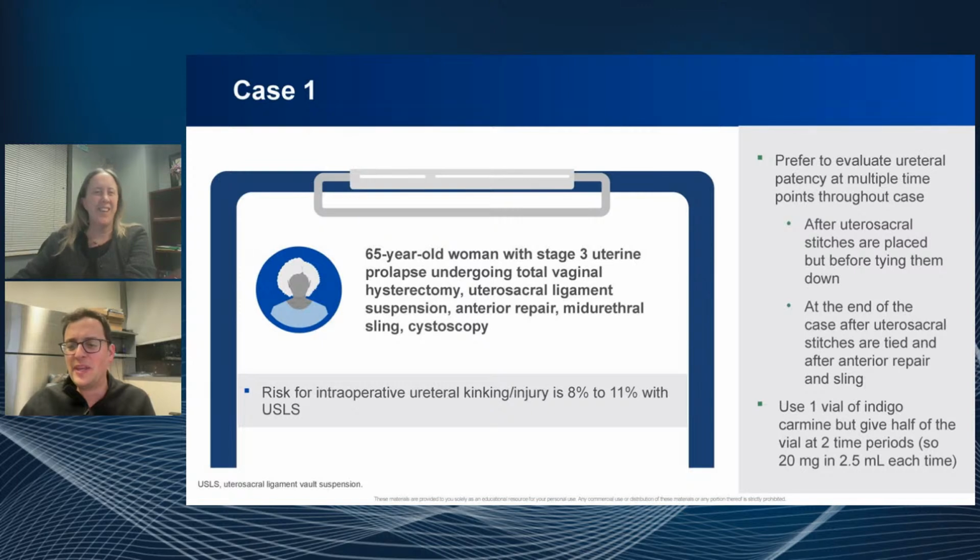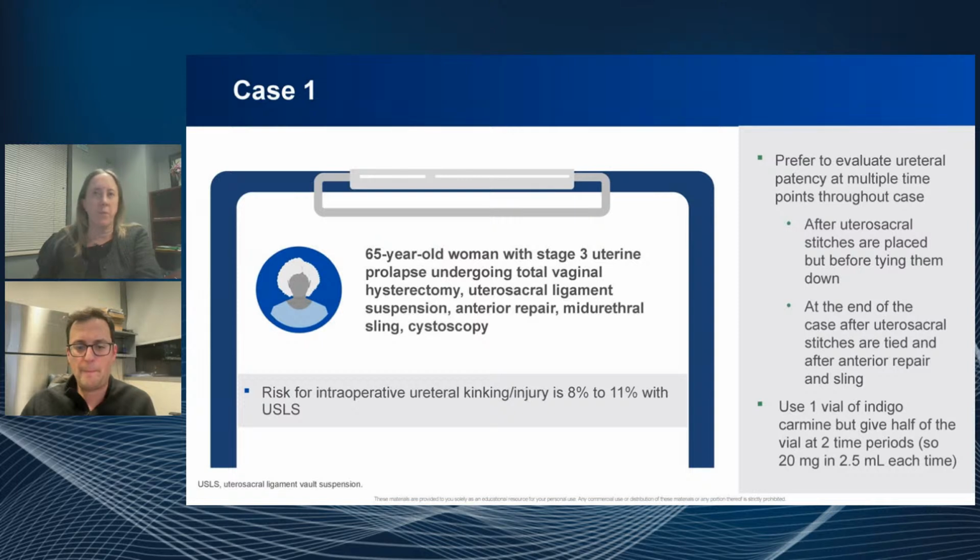Now I want to know, given what we've discussed, perhaps you can review a couple of patients to make this come alive for our viewers, and tell me your strategy to figure out patency. So this is a 65-year-old woman with a stage 3 uterine prolapse. She's undergoing a total vaginal hysterectomy with a uterosacral ligament suspension, an anterior repair, and a sling. So tell me a little bit about what you're going to do to evaluate this patient: when, how, why, what agents, etc. Walk me through it.